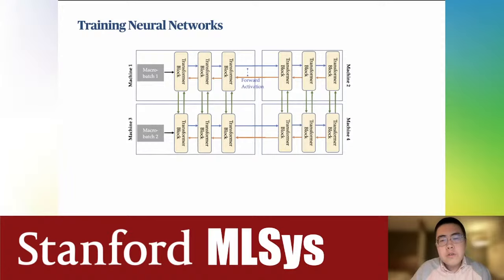If you look at this, there are three different communication channels. You have the forward activation: every single time you do a forward pass, you need to pass information from machine one to machine two. You have the backward gradient whenever you are doing the backward pass. And of course, you have the data parallel communication to exchange the model gradient.